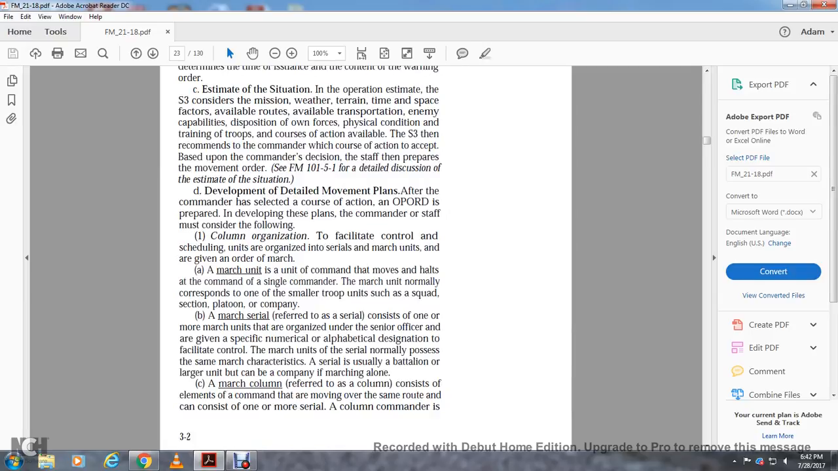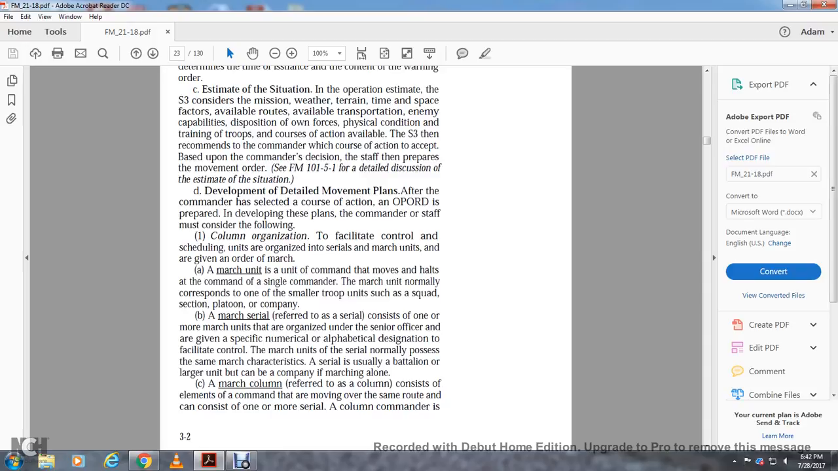Development of detailed movements. After the commander has selected a course of action, the OPORD, operation order, is prepared. In developing these plans, the commander and staff must consider the following. Column organization to facilitate control and scheduling. The march unit is organized into serials of the march, with the given order of march. The march unit is under the command of a single commander who controls the move and the halt. The march unit normally corresponds to one of the small troop units, such as a squad, section, platoon, or company.